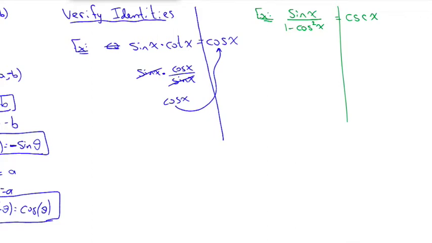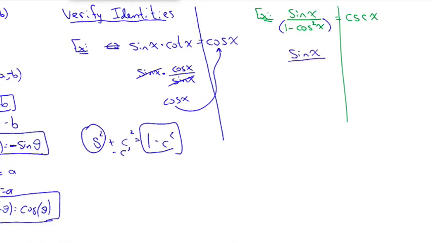Is there anything that looks similar to something we did earlier? That 1 minus cosine squared. What's the Pythagorean identity? Sine squared plus cosine squared is equal to 1. But that's 1 minus cosine squared. So the bottom part is equal to sine squared. If you subtract cosine squared on both sides, you get 1 minus cosine squared is equal to sine squared. So where I see 1 minus cosine squared, I can replace it with sine squared.